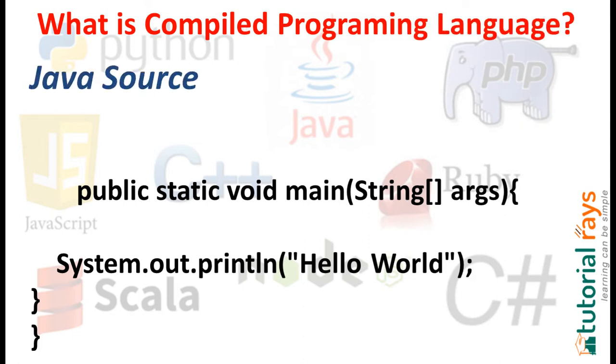Here is a simple example. This is the source code of Java, which, as I've already mentioned, is a compiled language. I will show you practically so that you will understand it better. Here we have declared a class called test, then public static void main. This is the syntax of Java, System.out.println hello world. In case you don't understand this syntax, don't worry, this is just an example to show you how a compiled language works.